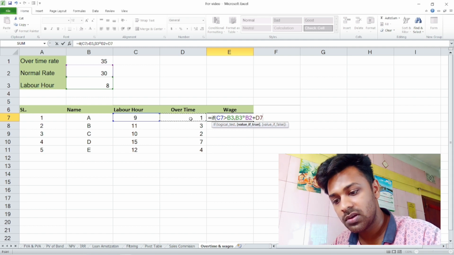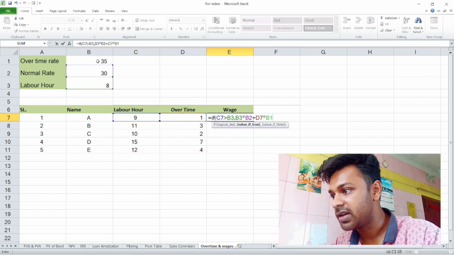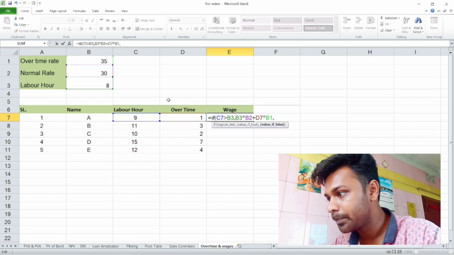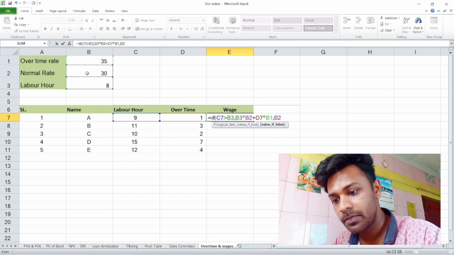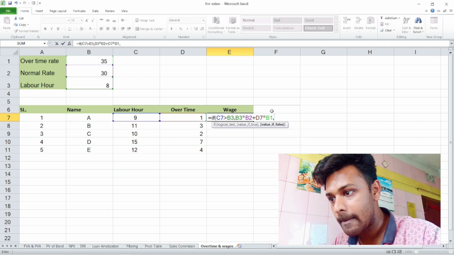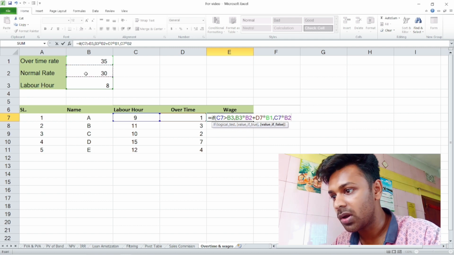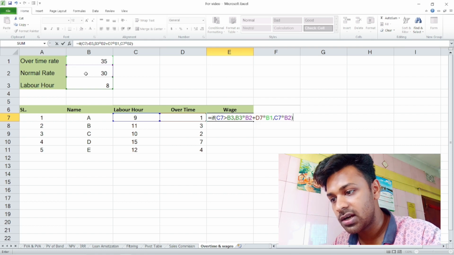overtime into overtime rate. And if the condition goes false, then the answer will be our labor hour into normal rate. Close the bracket, hit enter.